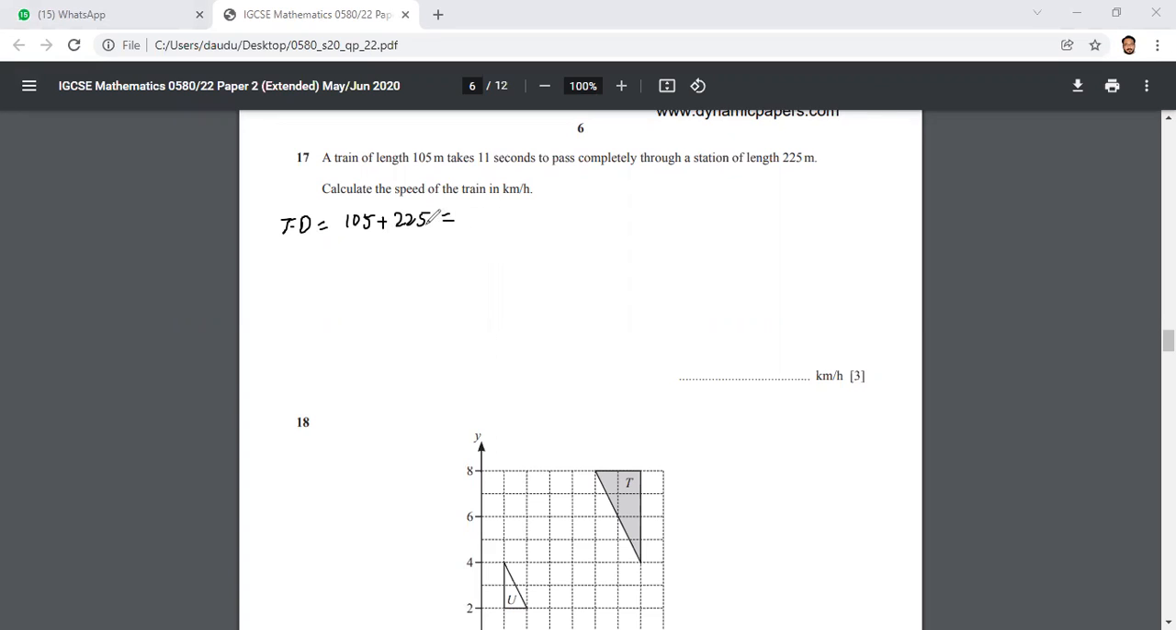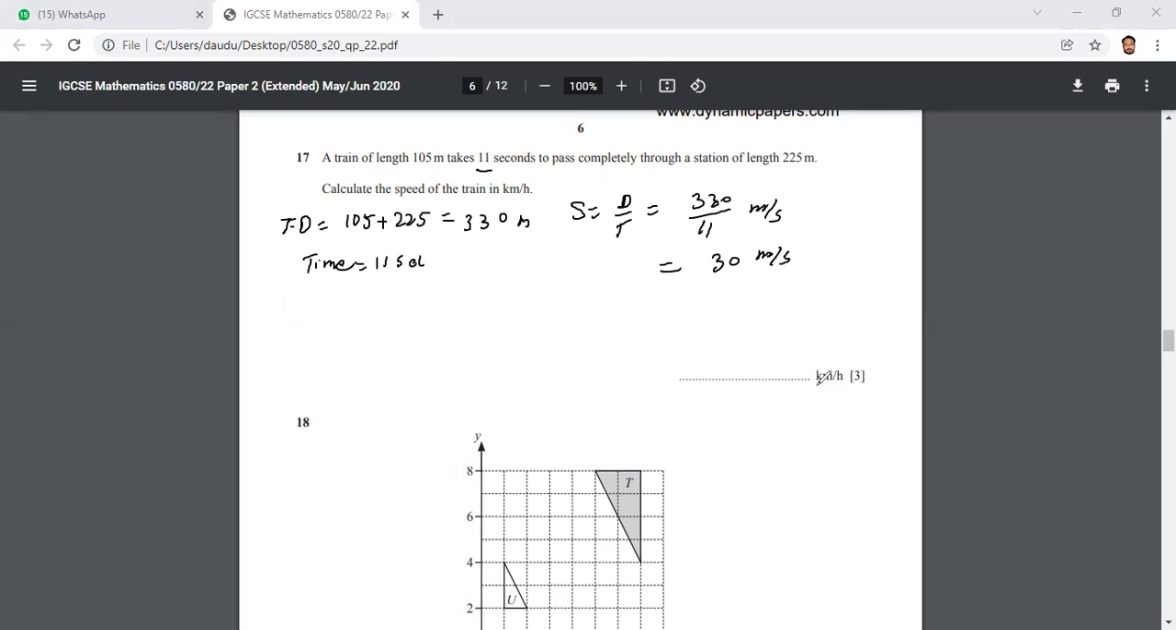Okay, it is 510, and then 2 plus 1, 3, 2 plus 1, 330 meters. And the time, if you check carefully, is 11 seconds. Time equals 11 seconds. So speed is basically distance over time. Distance is 330 divided by 11. This is meter per second. So it gives me 30 meters per second.